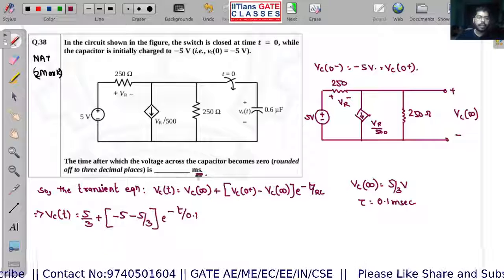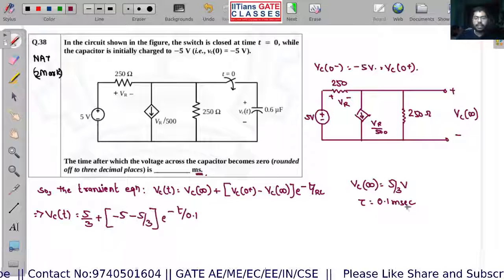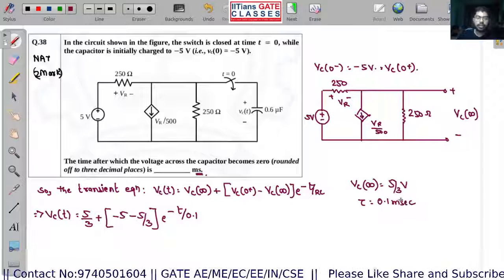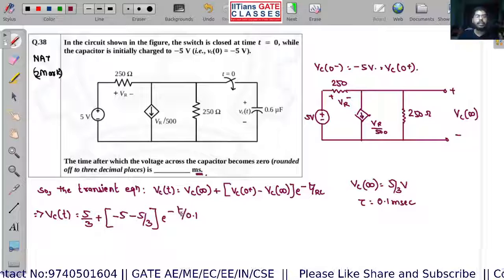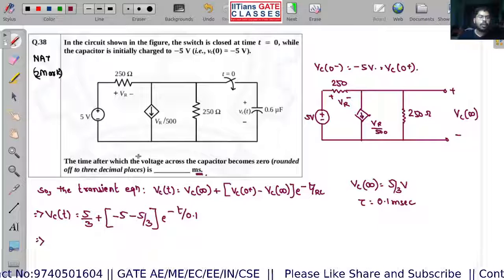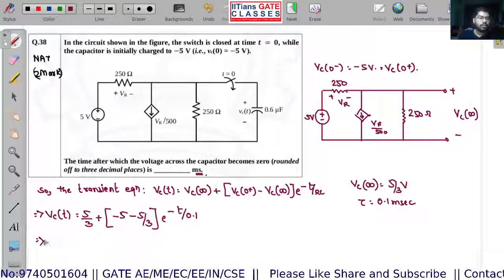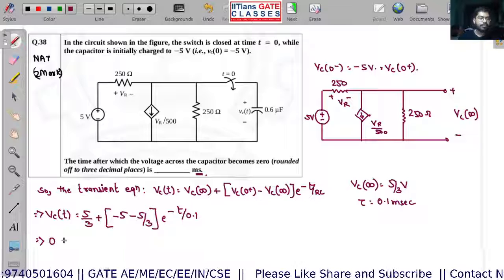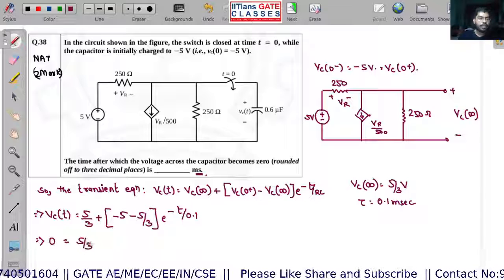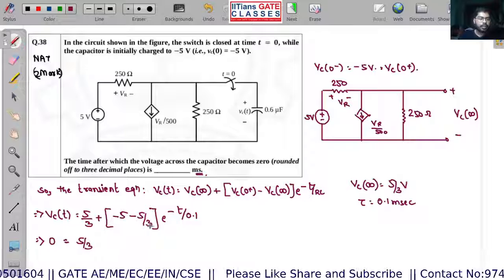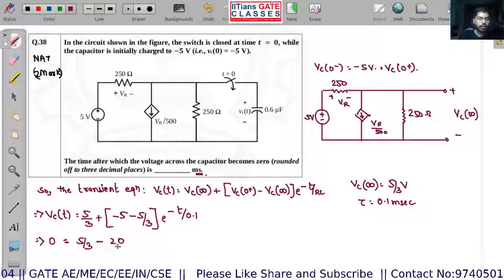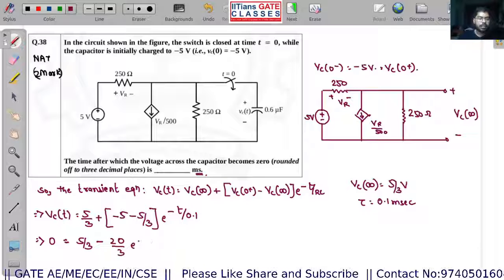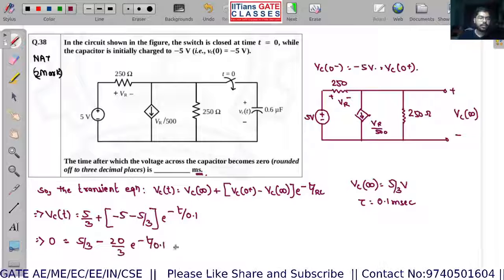So here you can see they have asked in milliseconds, that is why I have kept it in milliseconds only. Okay. So now whatever answer I will be getting of t, it will be in milliseconds. So we want what? When it will become 0. So simply put 0 equal to 5 by 3 minus 20 by 3 e to the power minus t divided by 0.1.